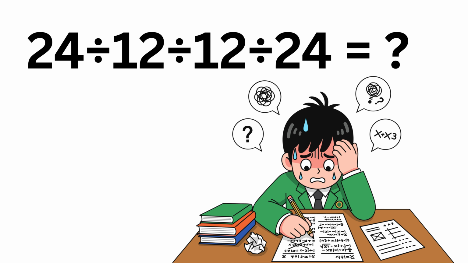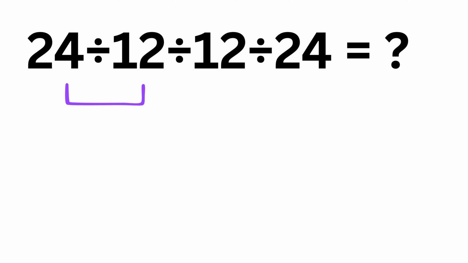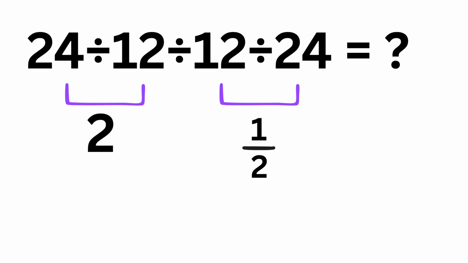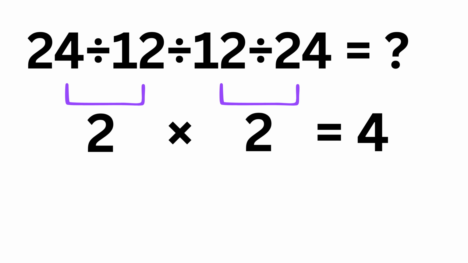24 divided by 12 divided by 12 divided by 24. Here, 24 divided by 12 gives us 2, and here we have 12 divided by 24, which is 1 over 2. So 2 divided by 1 over 2 is just 2 times 2, which is 4.